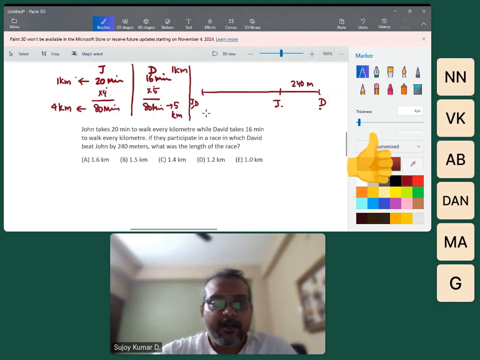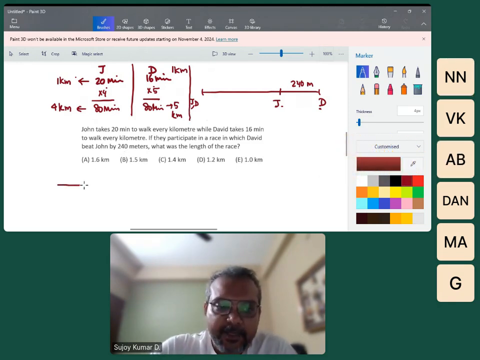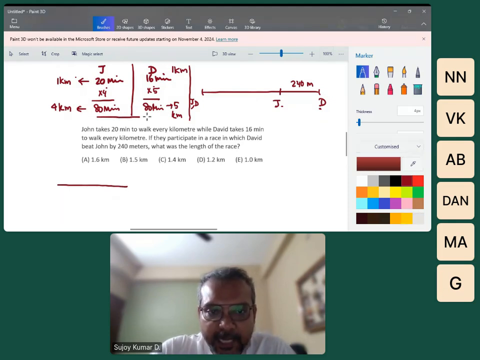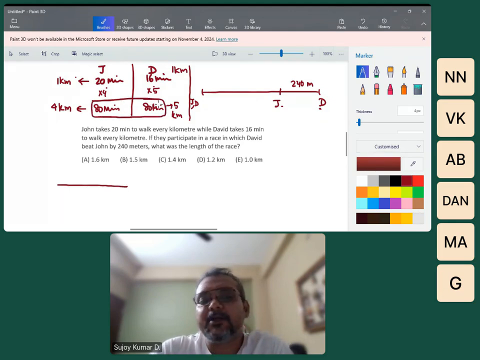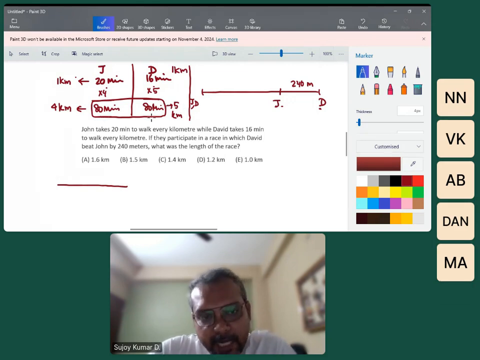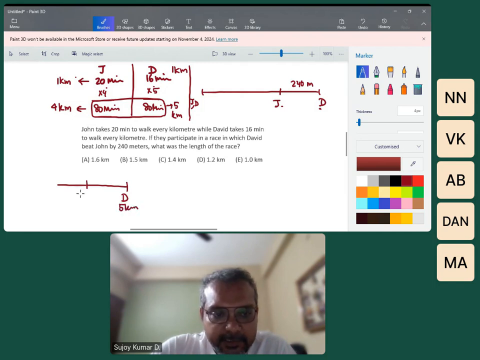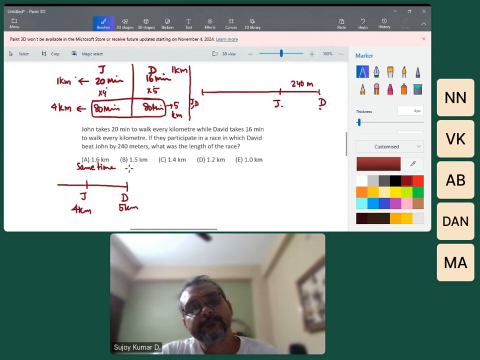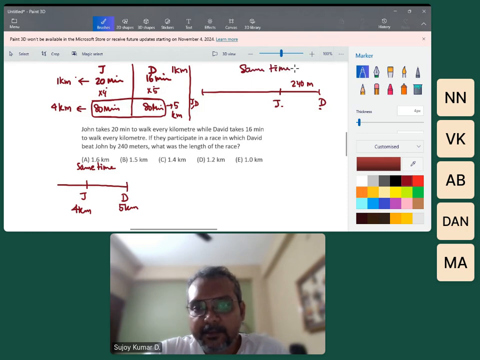All right. Now comes the very interesting part. What we have now concluded is, if the time were the same, and I'm not really interested in whether it is 80 minutes or not, then D covers 5 kilometers and J covers 4 kilometers in the same time. Why am I so focused on the same time? Because in the actual race, the time was the same.